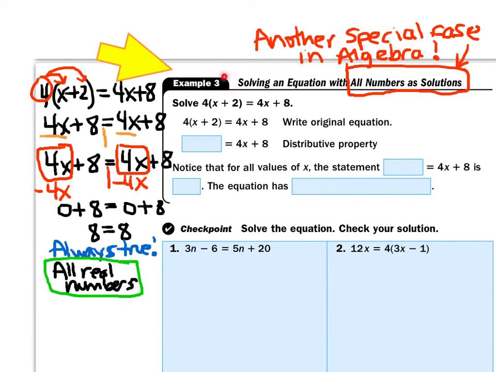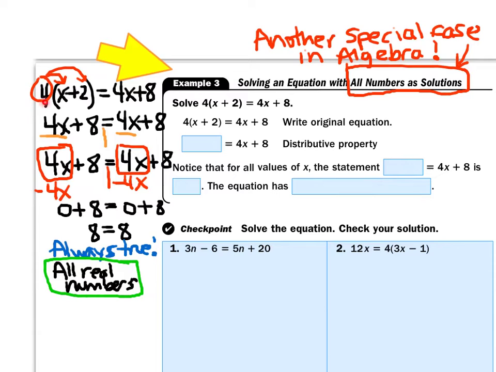Okay, now here's example 3, another really cool special case in algebra, when you solve an equation and every number in the universe is a solution. So there's an infinite number of solutions. Let me show you what that looks like. So let's say they gave us 4 times the quantity x plus 2 equals 4x. So we wrote it down exactly like they gave it to us.